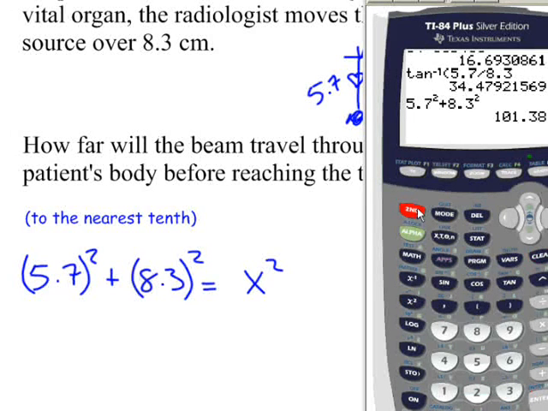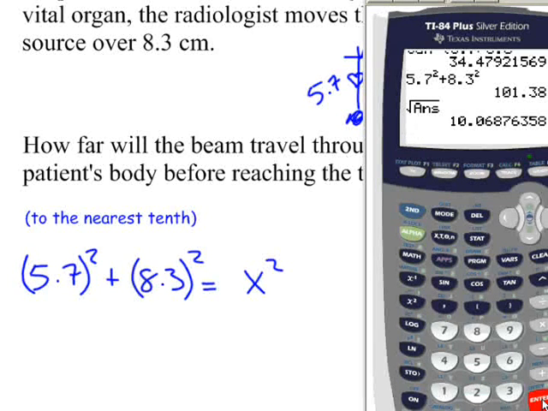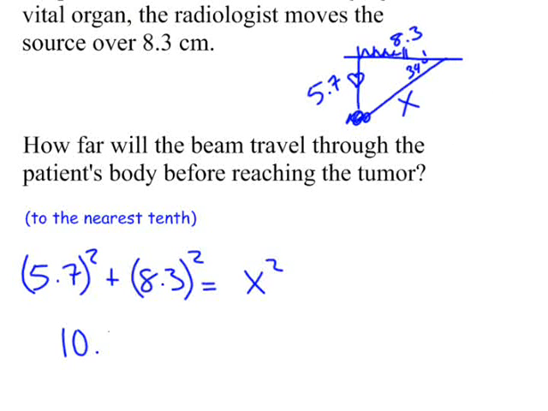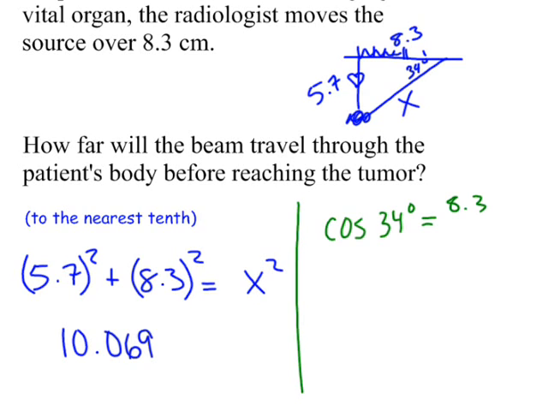Square root my answer, and I get 10.069, we'll say. I just want to be that accurate so that I can show you how to do it with trig. I also could use any of the trig functions I want. If I use cosine, I could write cosine of 34 degrees equals 8.3 over x. And if I use sine, instead of the 8.3, I'd use 5.7 over x.